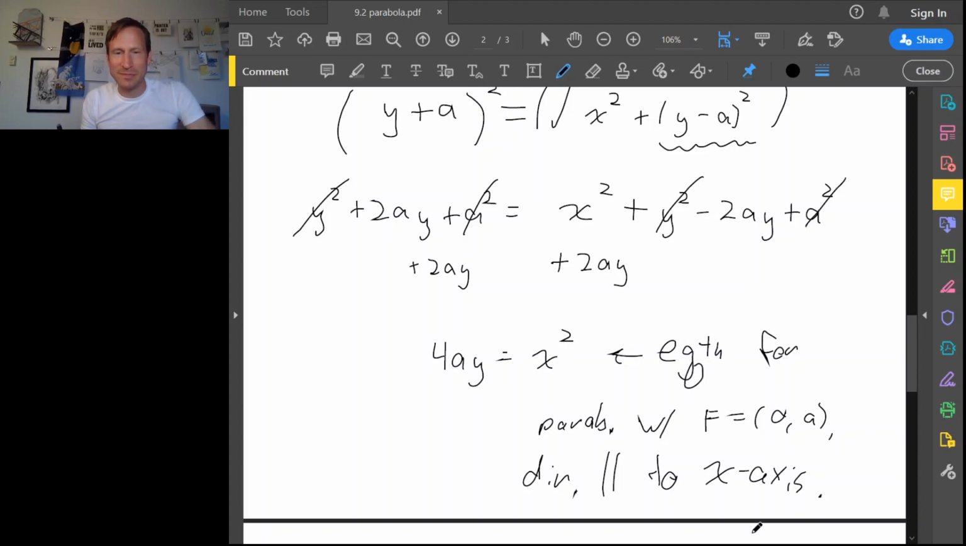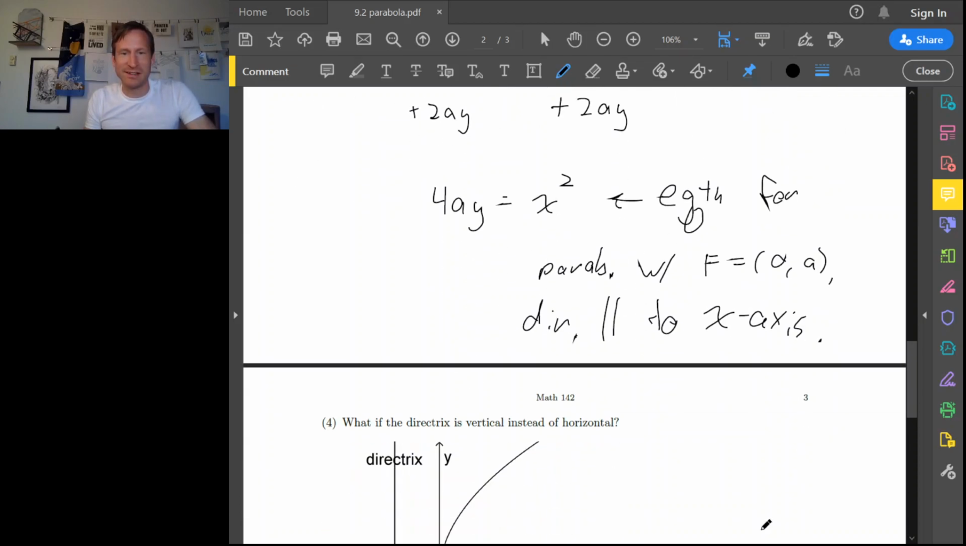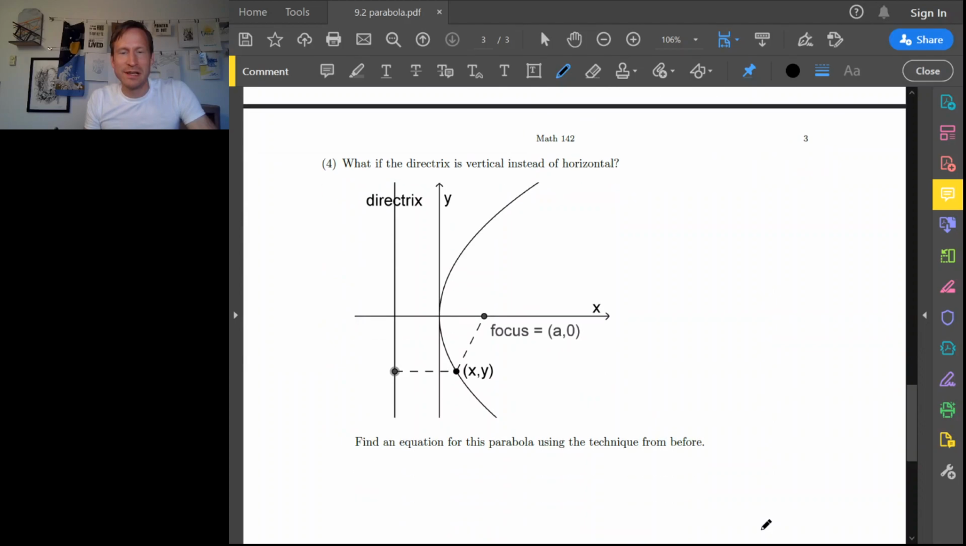All right, so go ahead and pause this video and work on the next problem on your own. Okay, let's look at the next one. So this parabola is similar to the last one, except instead of pointing up, it's pointing to the right. But still, the vertex is at the origin, and we have a focus that, instead of being on the y-axis, is on the x-axis. So its coordinates are (a, 0), and the directrix, of course, is going to be the line x equals minus a.